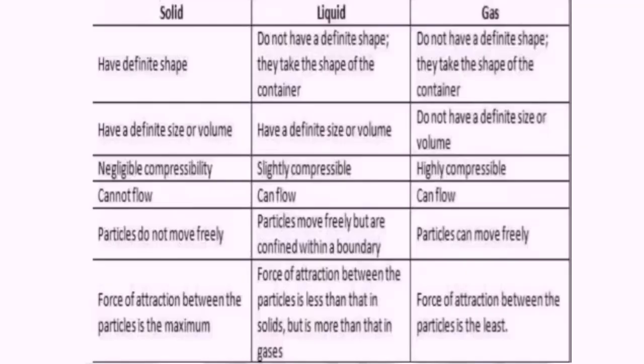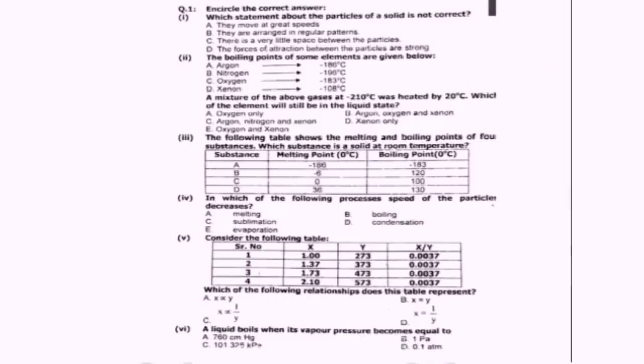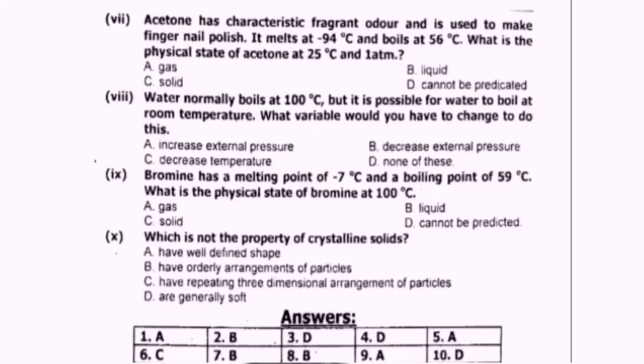Now we can sum up our whole lecture, in which we compare the different forms of matter: solid, liquid and gas. Solid has a definite shape, liquid lacks a definite shape but has a definite volume, and gas lacks both definite shape and volume. Now go over the whole chapter, revise and solve these review MCQs. After solving these MCQs, match your answers with the answers given.